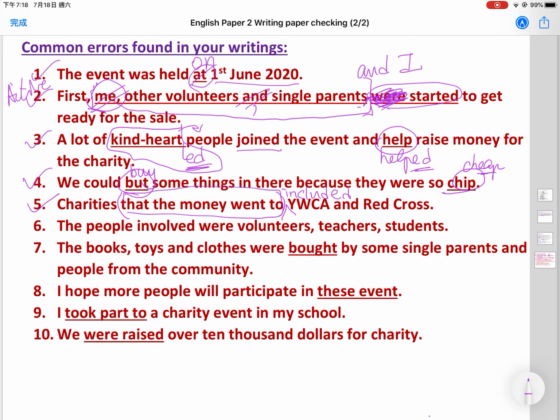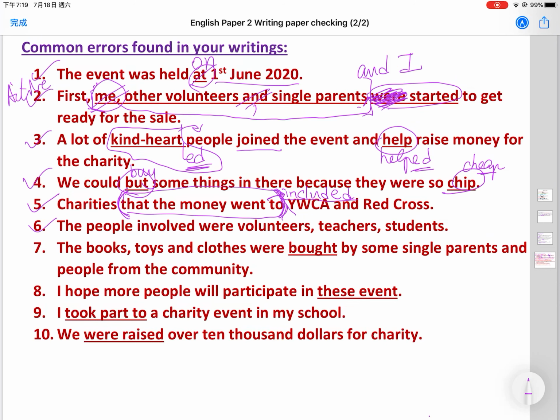So we need to add the verb "included". Okay, so the whole sentence should be like this: charities that the money went to included YWCA and Red Cross. Now for this case, I know it's very complicated, but just remember that this is the clause embedded in the sentence, and this is the main verb of the sentence. So it doesn't really apply the two infinitive terms right here in this sentence.